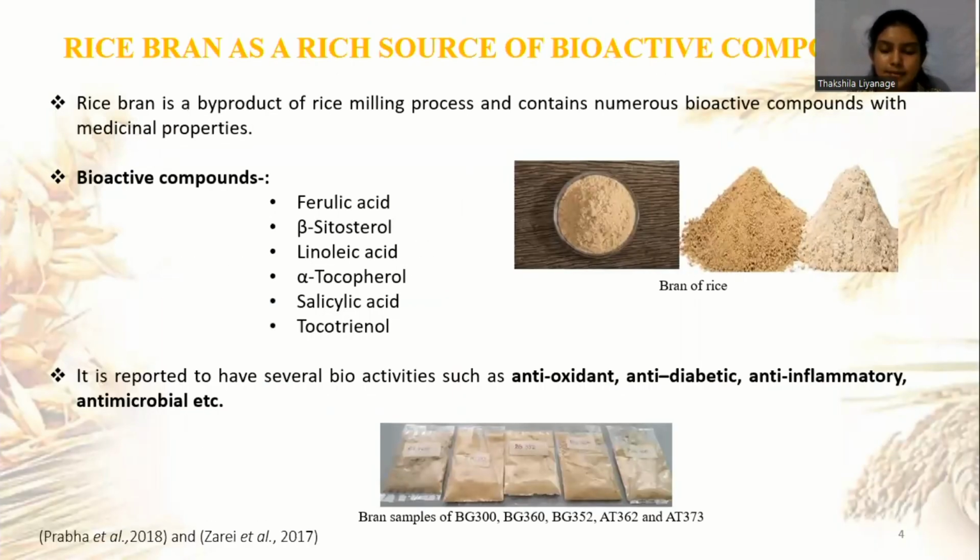Except for the whole rice grain, the rice bran is proven by many researchers throughout the globe to be the portion richest in antioxidant, anti-cancer, and anti-diabetic properties. It contains a number of bioactive compounds such as ferulic acid, linoleic acid, alpha-tocopherol, salicylic acid, and so on.